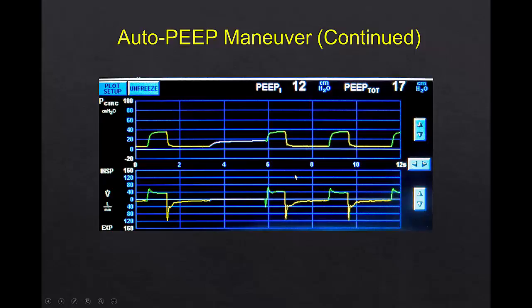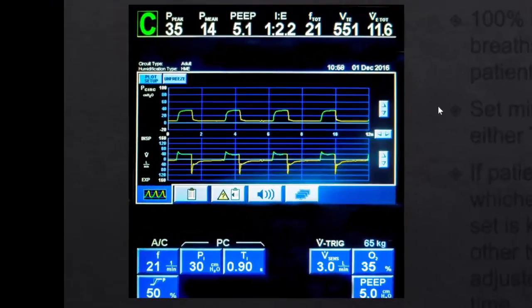So most ventilators can do an auto-PEEP maneuver. They have to be done at a time when the patient is relaxed and synchronous with the ventilator. If the patient makes an effort during the auto-PEEP maneuver, it cuts off the maneuver. Here's a patient on AC-PC mode. What AC-PC mode is, we actually control the rate at a minimum, in this case 21 breaths a minute, and we pick the inspiratory pressure and the PEEP. So the PEEP is 5, the inspiratory driving pressure is 30, meaning the peak pressure is 35.